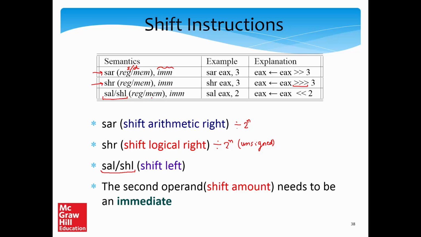The format is the same. The first operand can be a register or memory and the second operand can be an immediate. So what we do is a logical shift left. We take the register and a number, and we set the register to EAX left shifted by 2 places. So we use the left shift operator here. It is important that the second operand, the shift amount, needs to be an immediate.